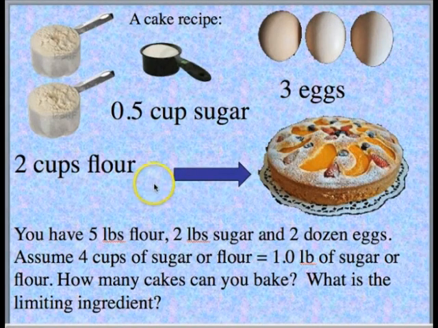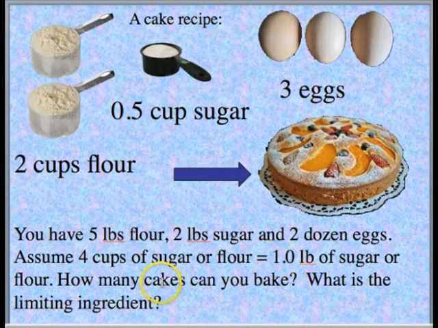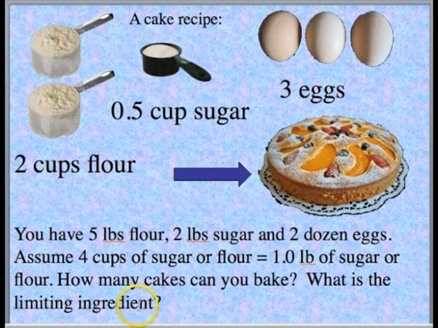Anyway, so you rush to the cabinet, the pantry, and you see you have 5 pounds of flour, 2 pounds of sugar, 2 dozen eggs. Here's a little relationship. 4 cups of sugar or flour yields 1 pound of sugar or flour. How many cakes can you bake? What is the limiting ingredient?